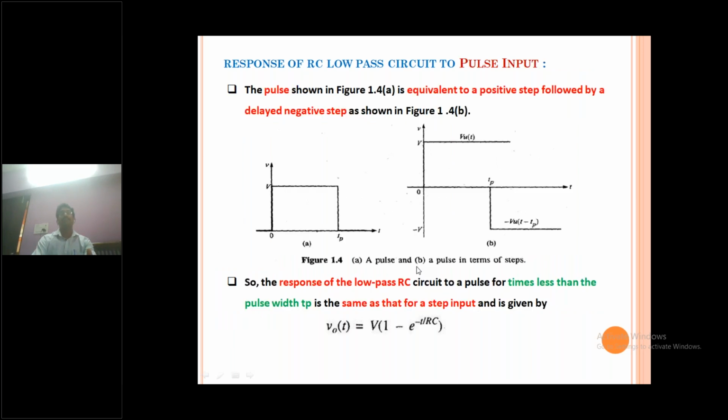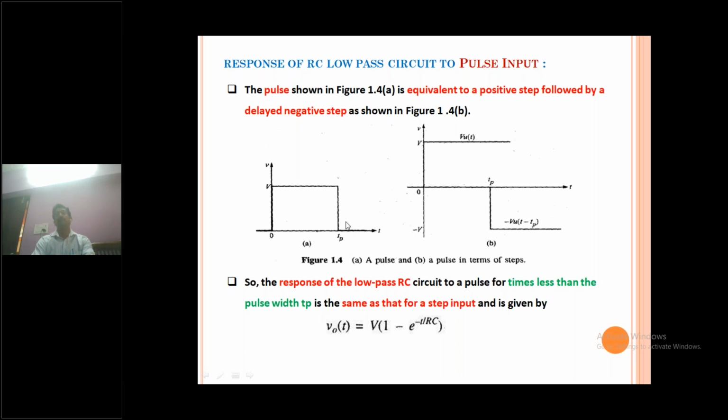Next we move to the pulse input. We know that the pulse input has a constant magnitude V volts for 0 less than T less than TP. For T greater than TP, the voltage magnitude is 0, that is Vi of T is 0. That is a pulse input.